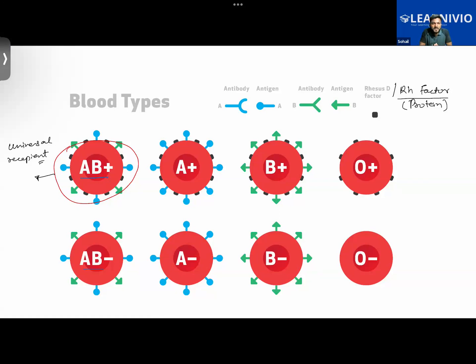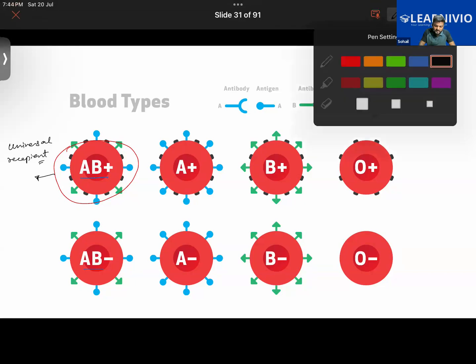Okay. So what I was saying is that people with certain blood types would be having certain advantages. Talking about the O negative, they are the universal donor.